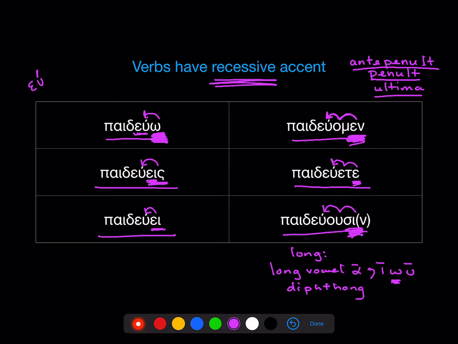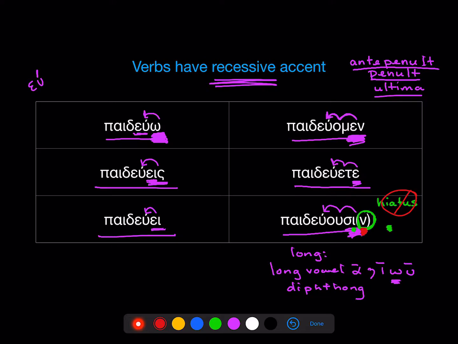One more thing that I'm going to talk about here. See this nu here? That's called a movable nu. And that movable nu will be there if the next word begins with a vowel. So it's to protect that iota from a vowel that begins the next word. Greek does not like hiatus. Greek does not like it when one word ends in a vowel and then the next word begins with a vowel. Greek doesn't like that. And so it prevents it by putting this movable nu in there if the next word begins with a vowel.